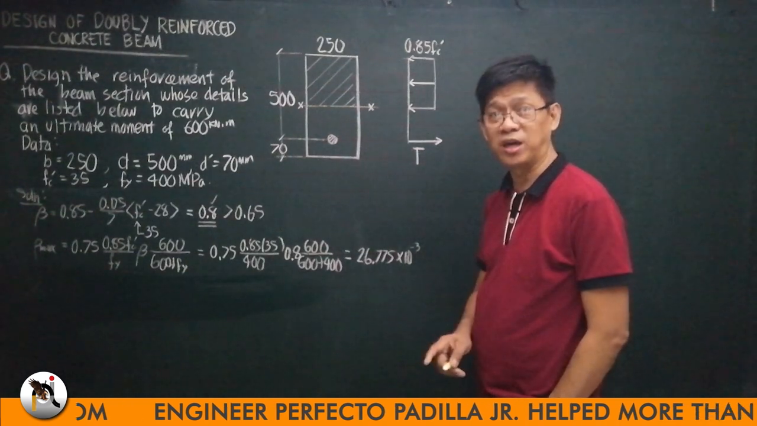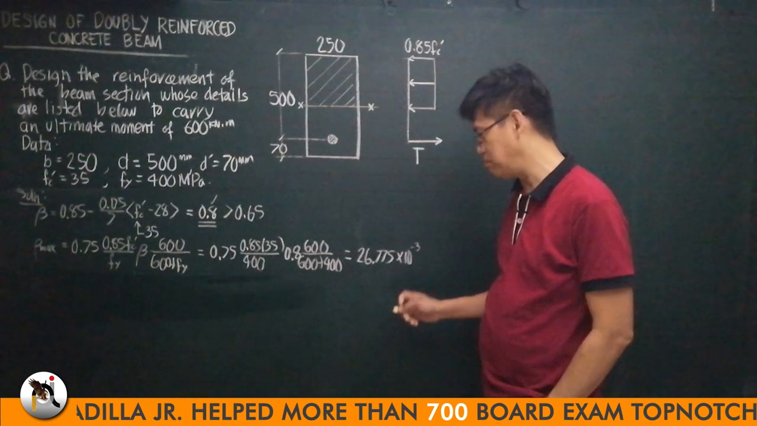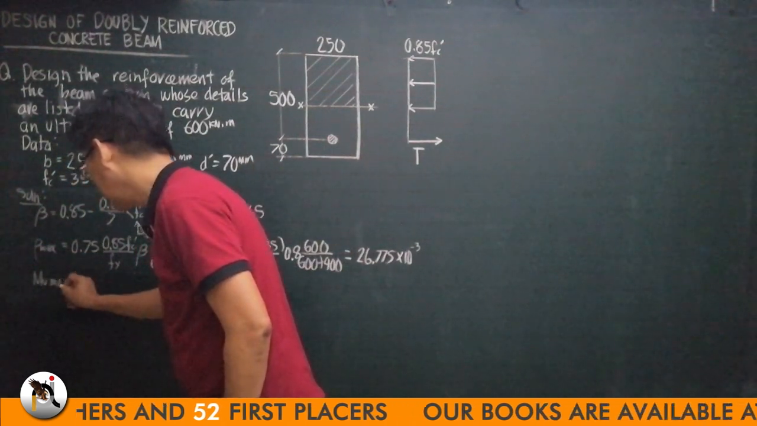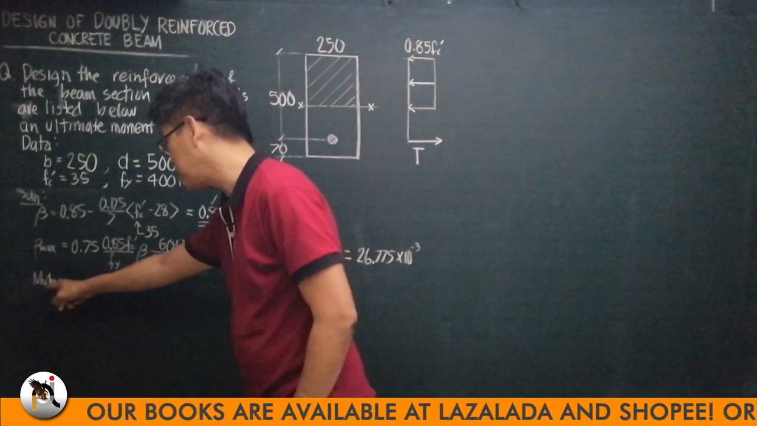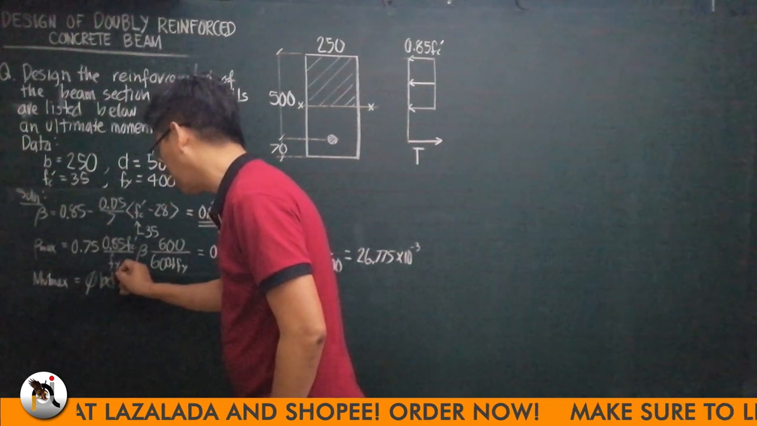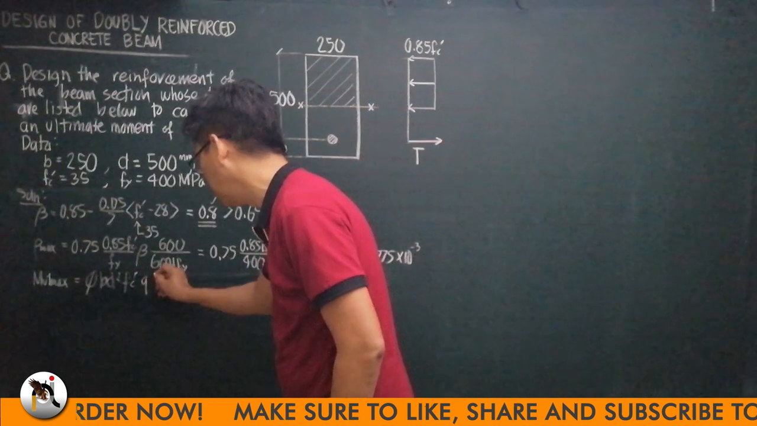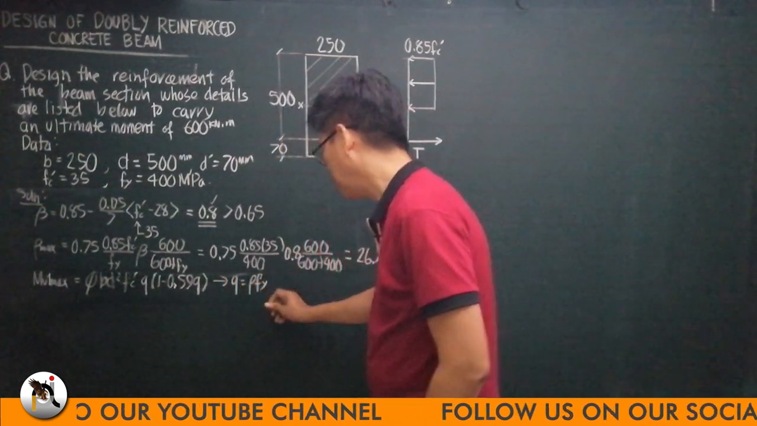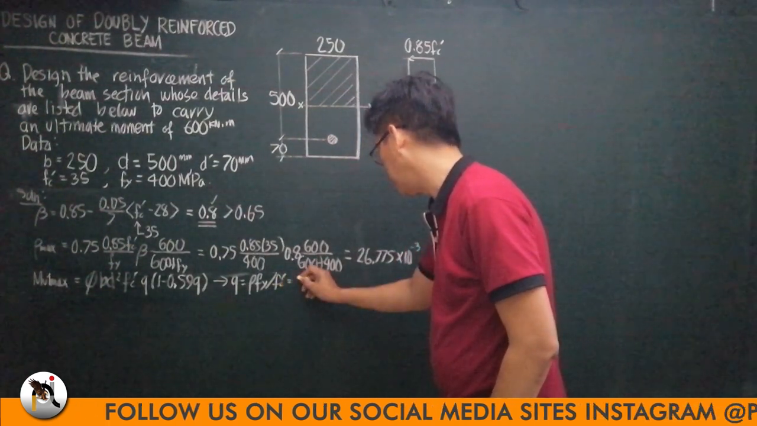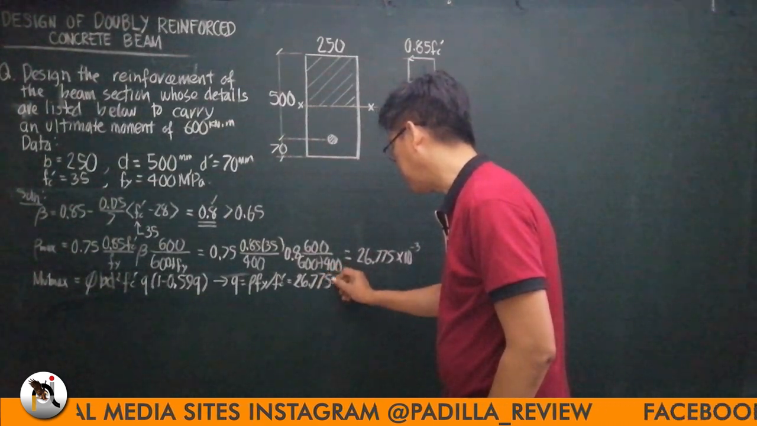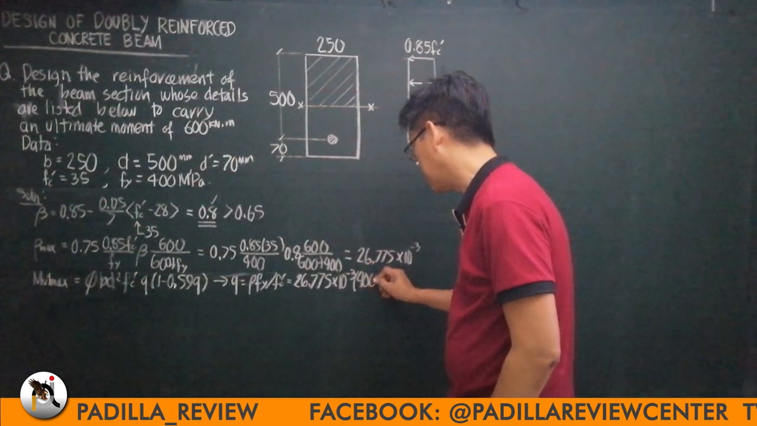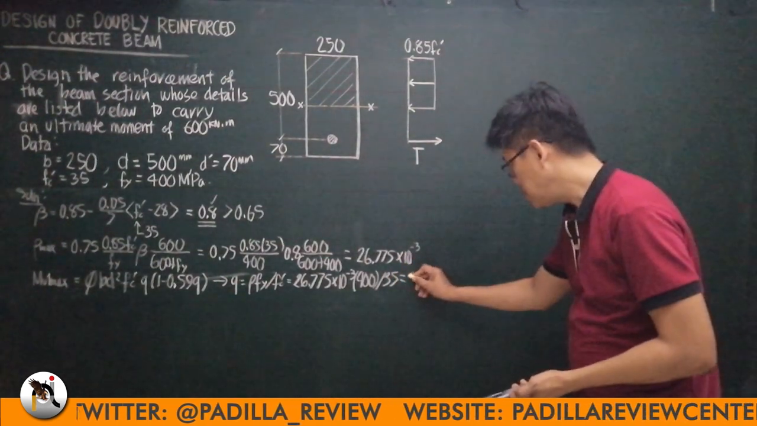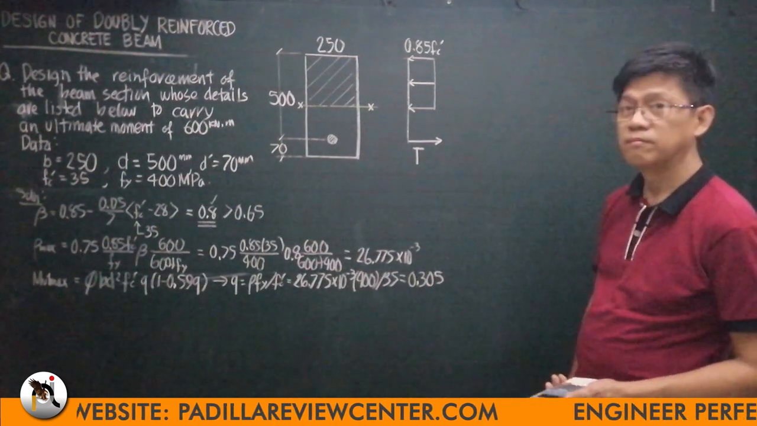Now, if you want the maximum moment that can be carried by a singly reinforced concrete beam, then use this as your rho. So let's do that. Our MU max for a singly reinforced beam, let me use the subscript 1, is phi BD squared FC prime times Q, 1 minus 0.59 of Q. Q being rho FY over FC prime. So this is going to be 26.775 times 10 to the minus 3, FY is 400, and our FC prime is 35. So computing this, you'll have 0.306. Okay?